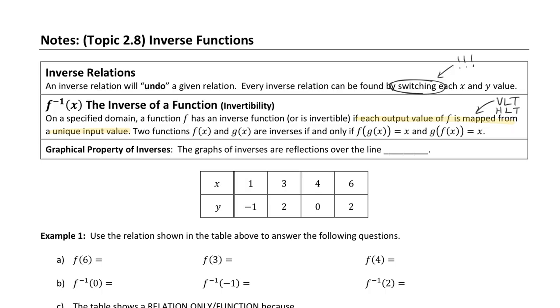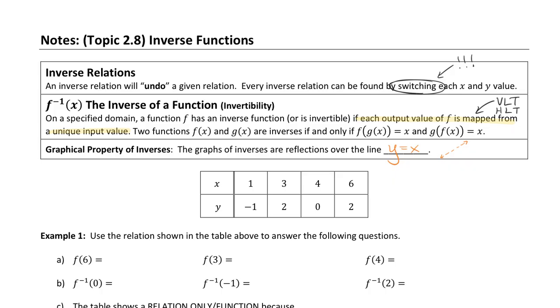The last big piece of information about inverses is that graphically, inverses are reflections of each other over the line y equal to x. So reflections is like when we flipped over the x or flipped over the y. This time we're going to flip over the perfect diagonal with a slope of 1 and a y-intercept of 0. So we're going to be drawing diagonals on our graph and flipping things over.